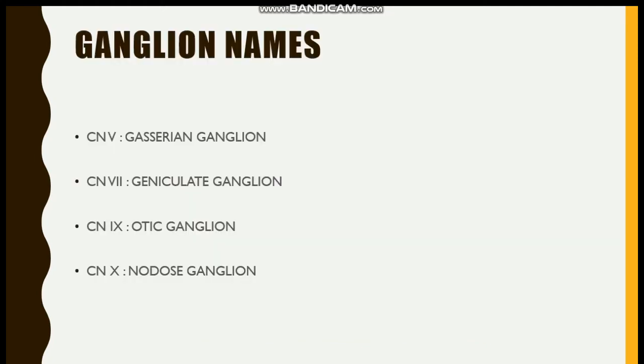So here in the last part of this video we'll be talking about the ganglion names. Cranial nerve 5, trigeminal nerve, its ganglion is the Gasserian ganglion. Cranial nerve 7, facial nerve, its origin is from the geniculate ganglion. Cranial nerve 9, the glossopharyngeal nerve, comes from the otic ganglion. And cranial nerve 10 is from the nodose ganglion.